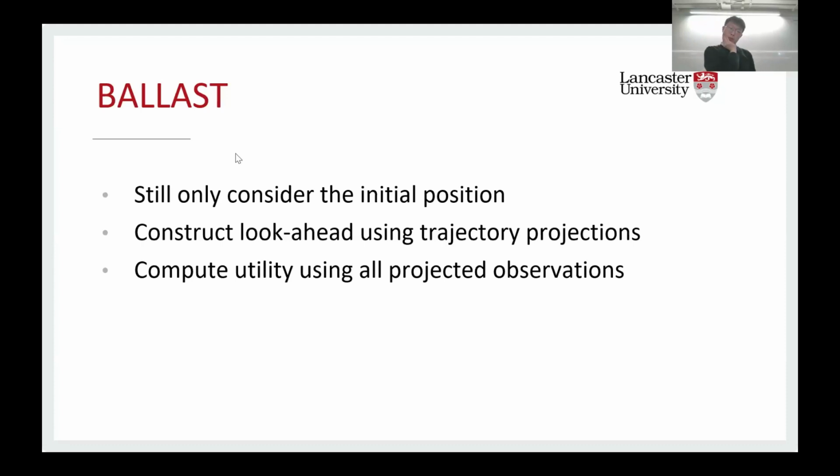What we propose with this BALLAST idea is that we still only consider the initial position, but we construct something called a look-ahead. Basically, if I put the drifter here, where might it go? Where it might go can be predicted or hypothesized using our GP model, because the drifter is following the vector field, and we have a model for the vector field from our surrogate model, the GP. So we can use the GP to make a prediction about where the point might be, and we can compute the utility using these several points instead of just one point.